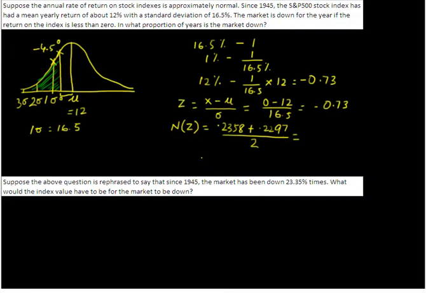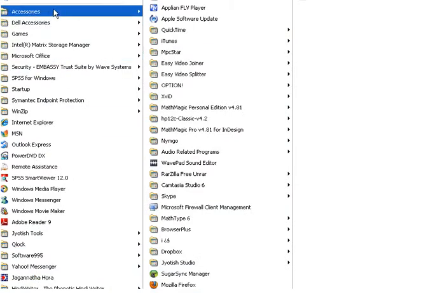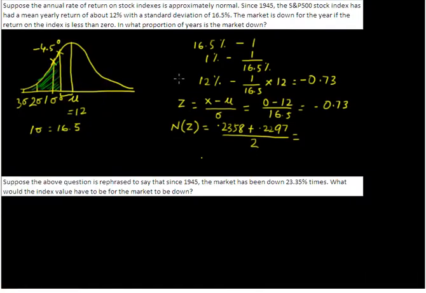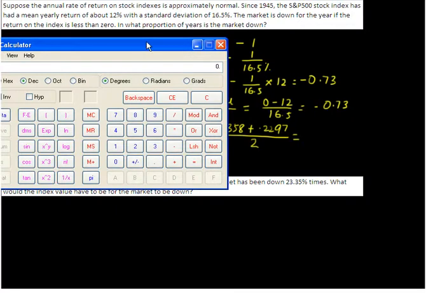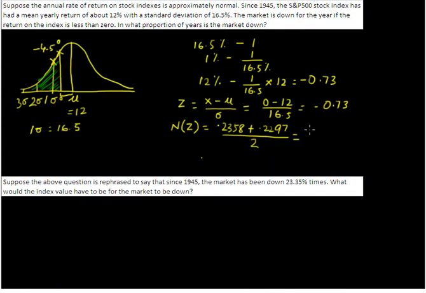Let us try to do it by invoking a calculator. So we have a calculator program here. Let us calculate the average. 0.2358 plus 0.2297 divided by 2. This gives us a value of 0.23275. So let us write that down there.